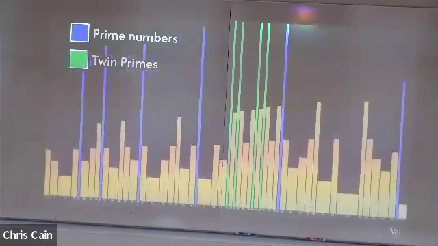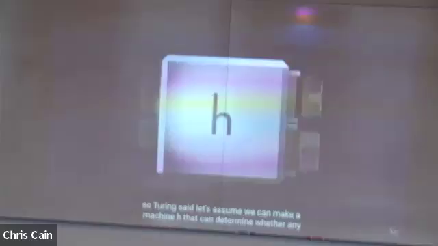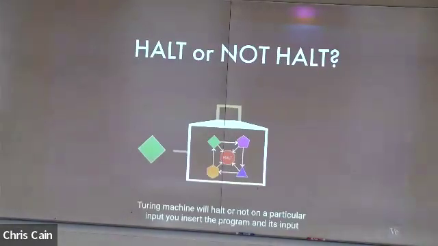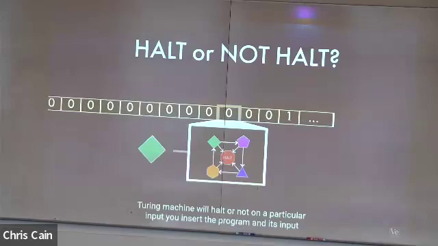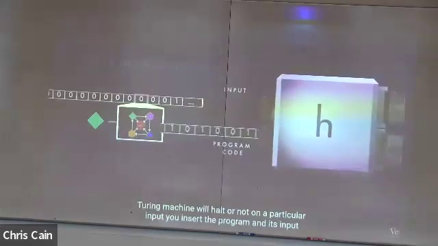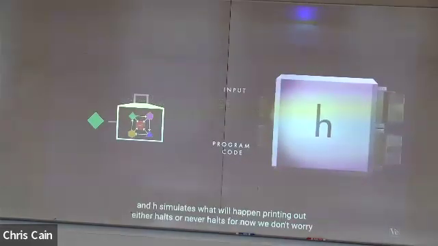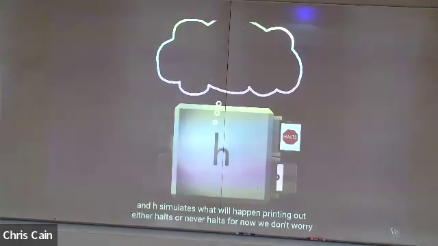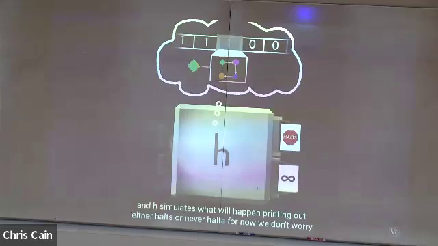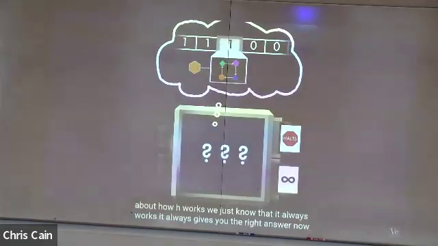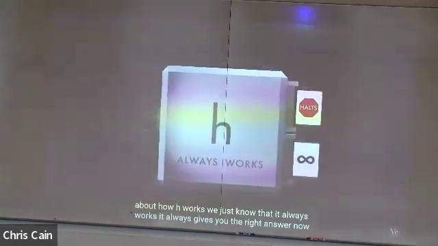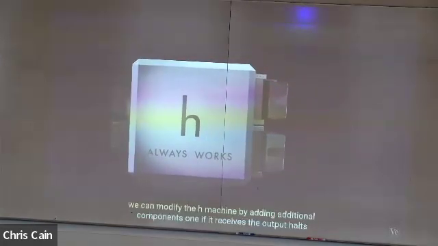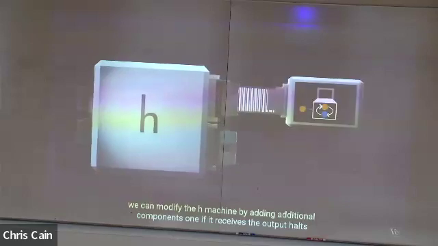So Turing said, let's assume we can make a machine H that can determine whether any Turing machine will halt or not on a particular input. You insert the program and its input, and H simulates what will happen, printing out either halts or never halts. For now, we don't worry about how H works. We just know that it always works. It always gives you the right answer.